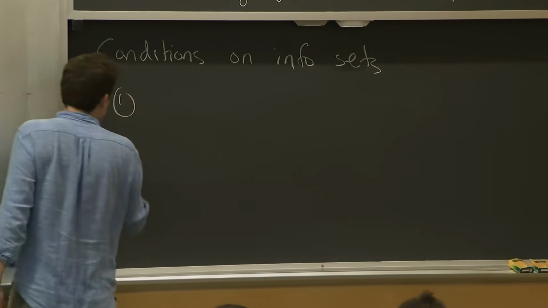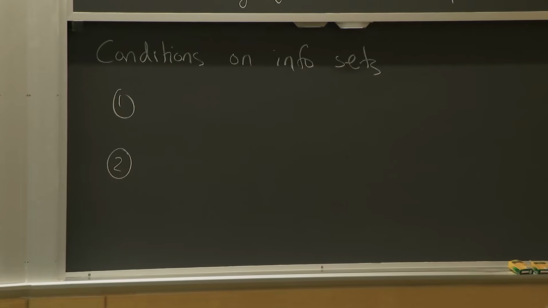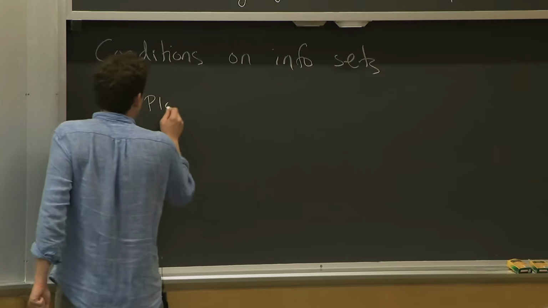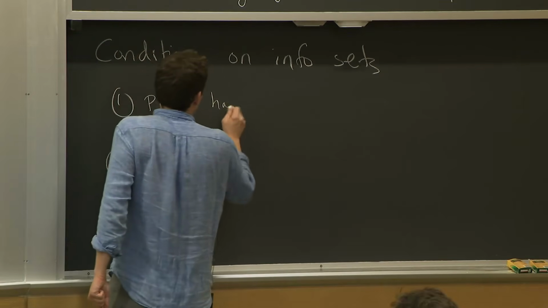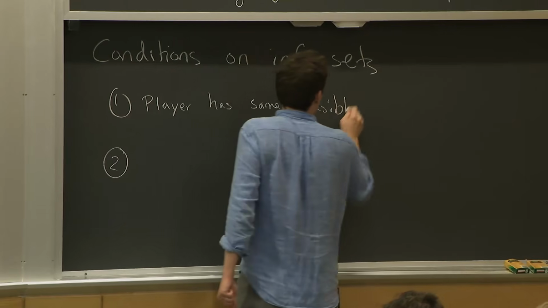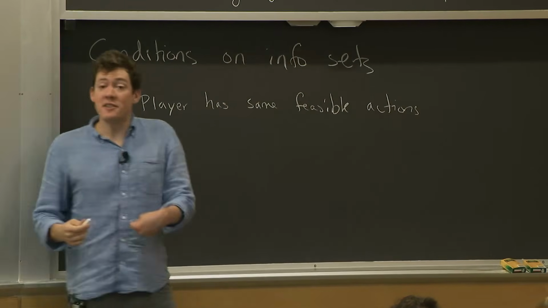And there's really two main conditions that we need. The first main condition is capturing what I just said, that the player must have, so I'll say player i, has the same feasible actions at all nodes in the same information set.